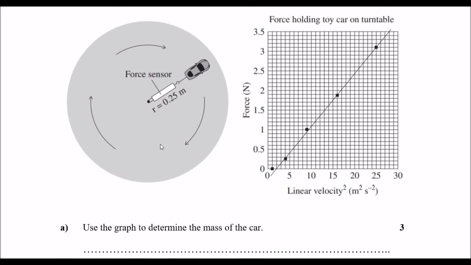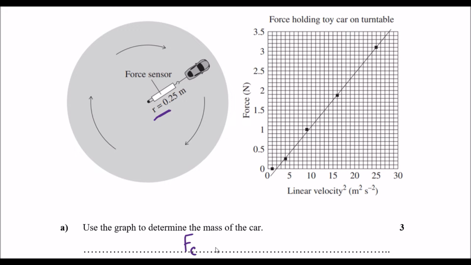Looking at the question, it says use the graph to determine the mass of the car. What we're dealing with here is obviously uniform circular motion. The reason why we know it's uniform circular motion is because the radius stays consistent. The velocity is changing, but that is irrelevant to that. So we are dealing with circular motion.